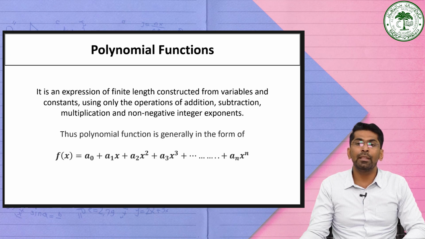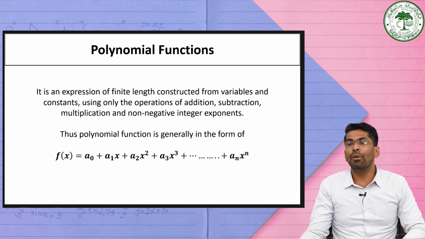If you go for writing the polynomial function, generally it is in the form of a0 plus a1x plus a2x squared plus a3x cubed, up to anx raised to the power n. This is the general form of a polynomial of degree n, where a0, a1, a2, a3 up to an are the constants or the coefficients of the variable x, and n is the non-negative integer representing the degree of the polynomial.